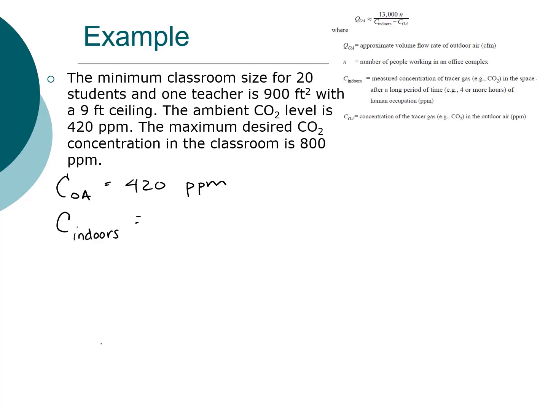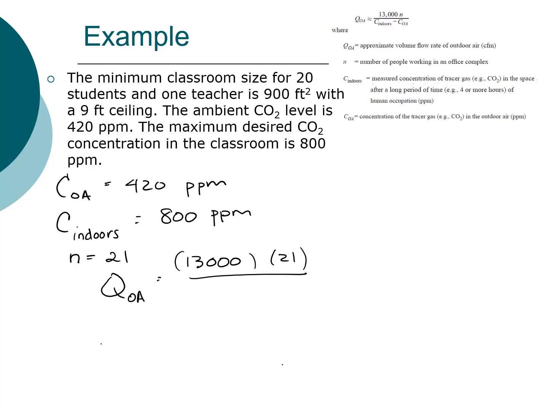The maximum concentration of CO2 that we desire indoors is 800 parts per million. N is equal to 21, since we have 20 students plus 1 teacher. Then we can calculate Q_OA is equal to 13,000 times N, so it's 21 students that we have, divided by 800 minus 420, and that is equal to 718 cubic feet per minute.